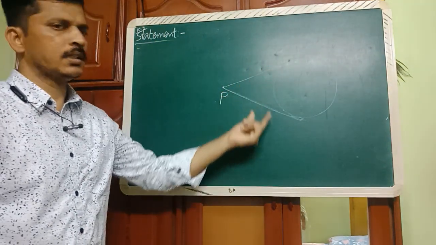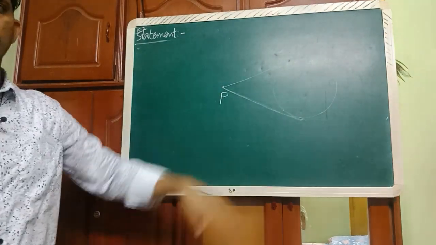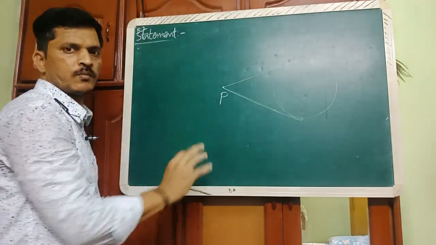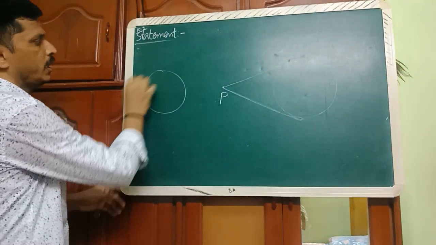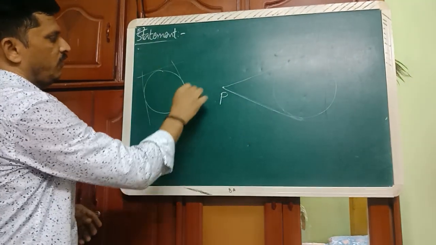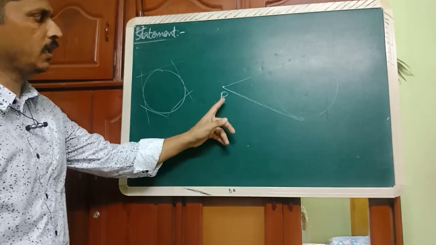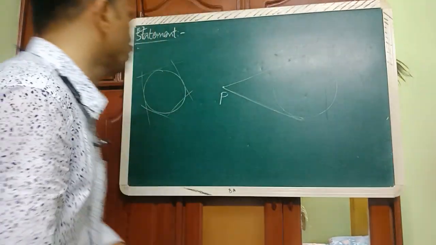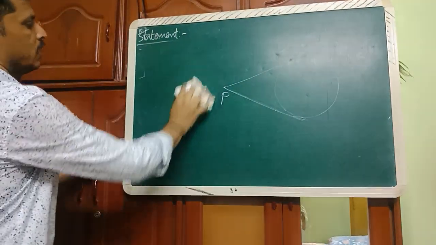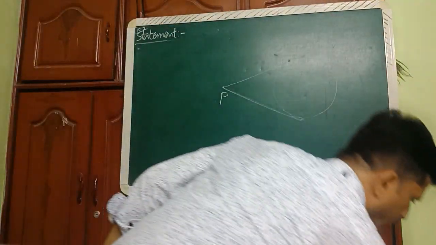Okay, how many tangents can be drawn from an external point to a circle? 2 tangents. Clearly now. If they give only one circle, how many tangents can be drawn in a circle? Infinite. But from an external point, only 2 tangents can be drawn. So that is the second theorem, 10.2 theorem.